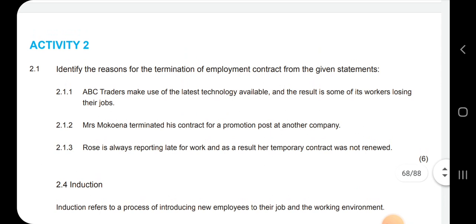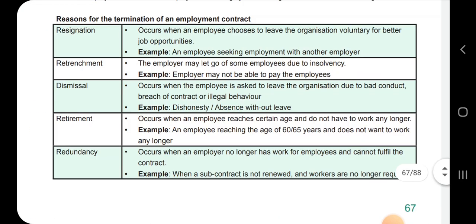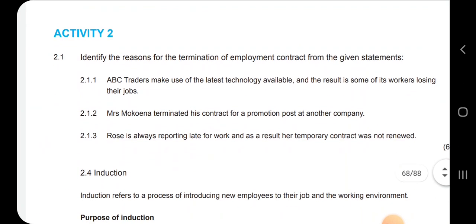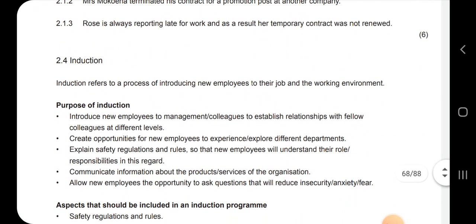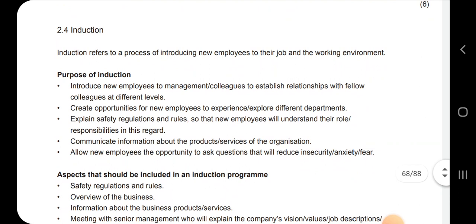So this is activity 2. Identify the reason for the termination of employment contract from the given statement. So you have 3 statements you have to know and link them to reasons for termination of employment contract. And from there we'll go to induction.